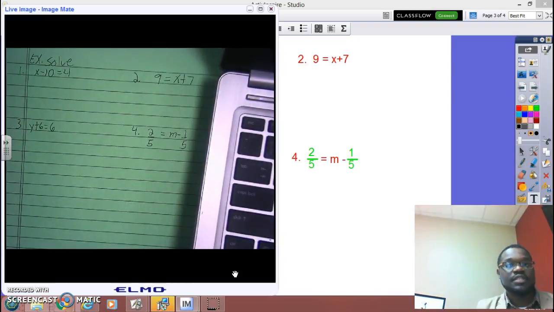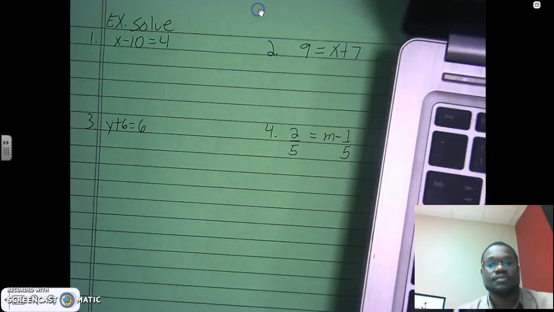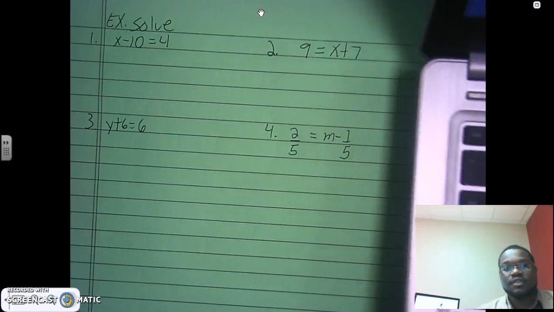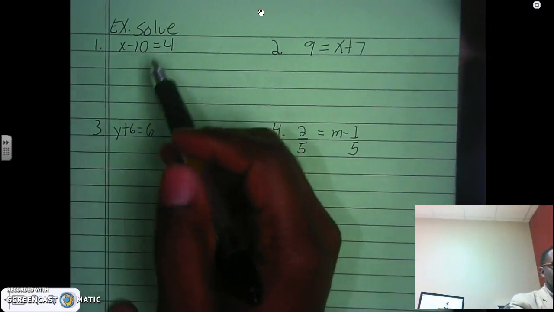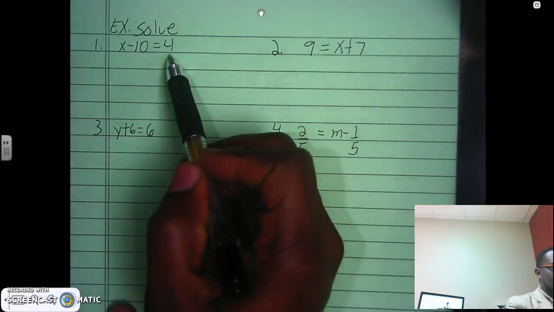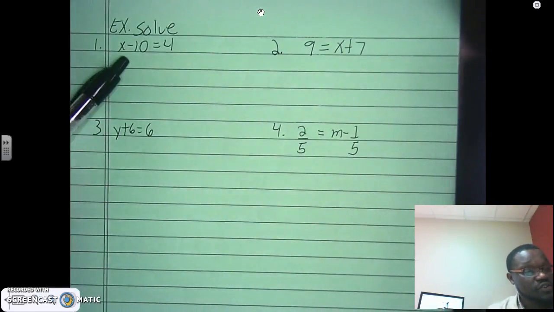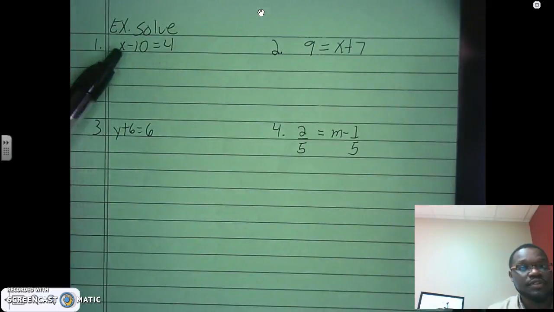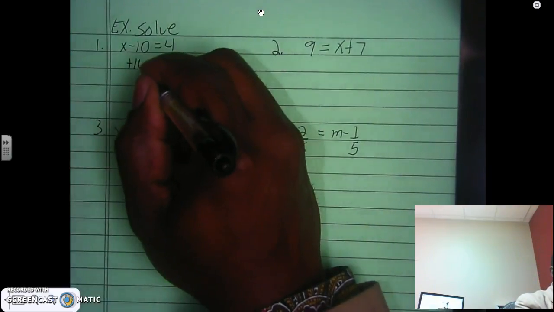Alright, here we go. We need to solve these. And so actually I'm going to just do this. Let's solve these equations here. X minus 10 equals 4. Now the number that's on the same side with the variable is the negative 10. Hopefully you see that. The 4 is not with the variable. So the number that's with the variable, we want it to go to 0. How do we make a negative 10 become 0? Well, we just have to add 10.